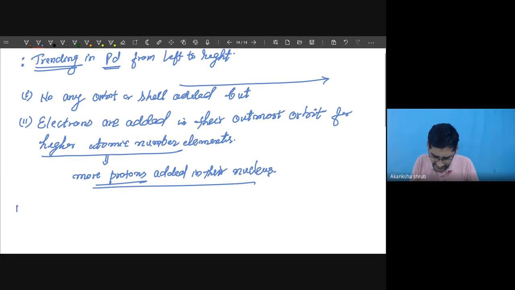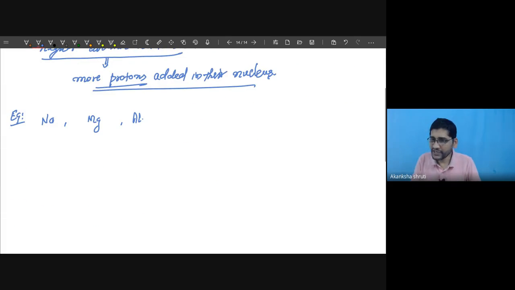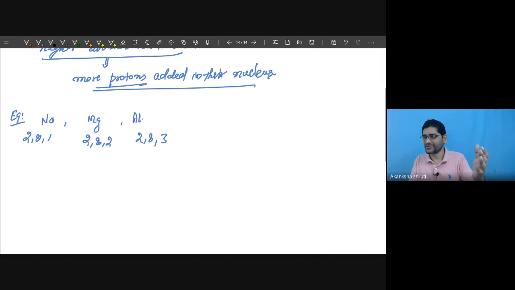Let us consider sodium, magnesium and aluminium. For these three, write down the electronic configuration: 2,8,1; 2,8,2; then 2,8,3. You may also take the other ones, it is up to you.